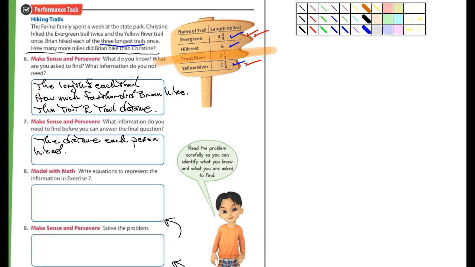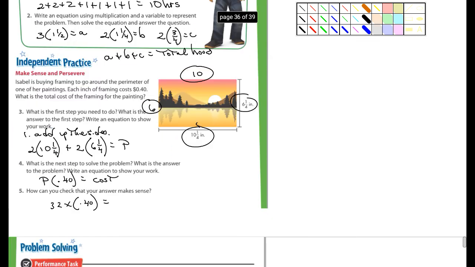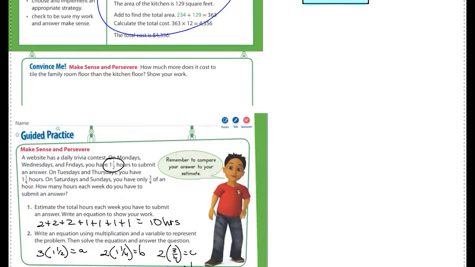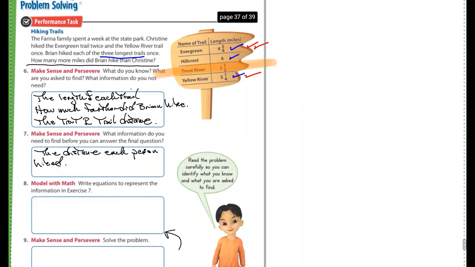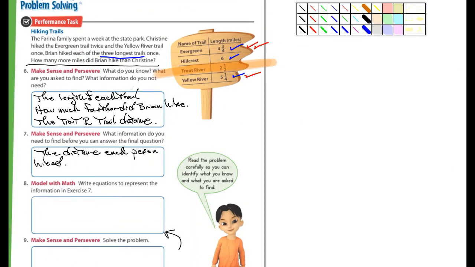And then it says, what do you know? And what are you asked to find? Well, what do I know? I know the length of each of the trails. And what am I supposed to find? How much further Brian hiked. And what information do you not need? This is number 6 I'm reading. Well, the Trout Trail distance. We didn't even use that one, so I just highlighted that one there. And then number 7, what information do you need to find before you can answer the final question? Well, I need to know the distance that each person hiked.